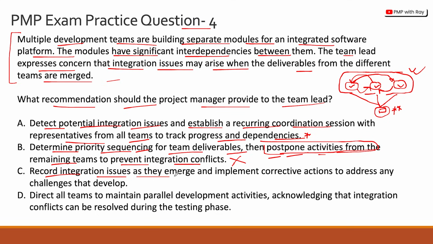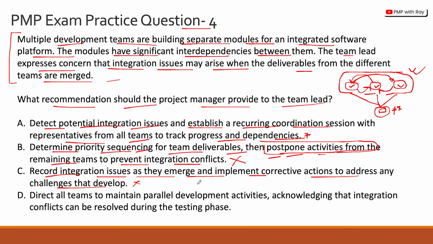Record the integration issues as they emerge and implement corrective actions to address any challenges that develop. That is also incorrect, and that is primarily because this is a very reactive way of problem solving, and PMI, as you know, always advocates a proactive way of problem solving. Okay, because if you are recording the integration issues as they are emerging and then you are implementing the corrective actions, it is a very reactive approach as a project manager, and that is not something that is recommended. So option C is also incorrect.